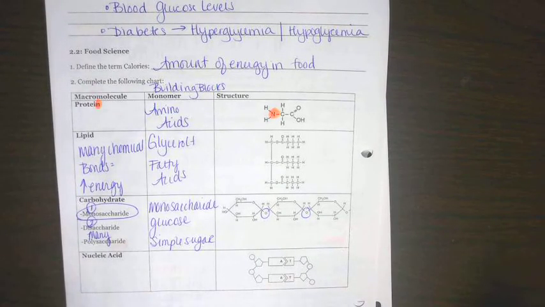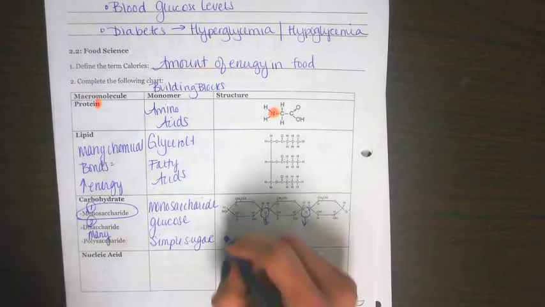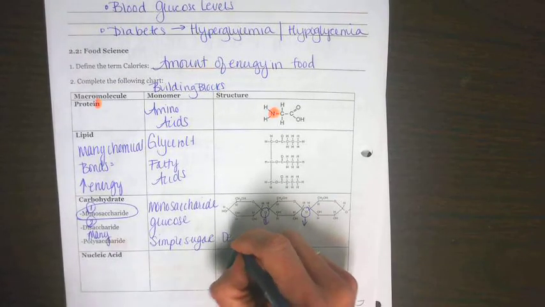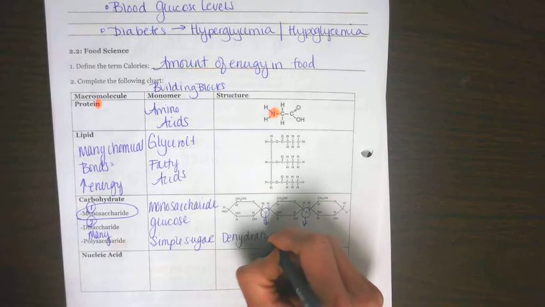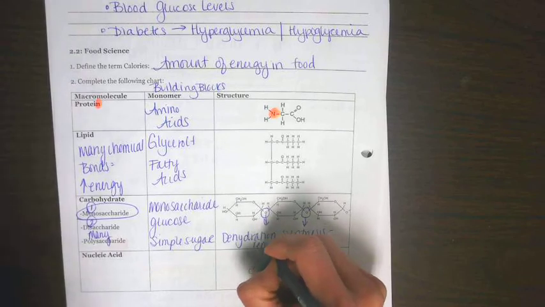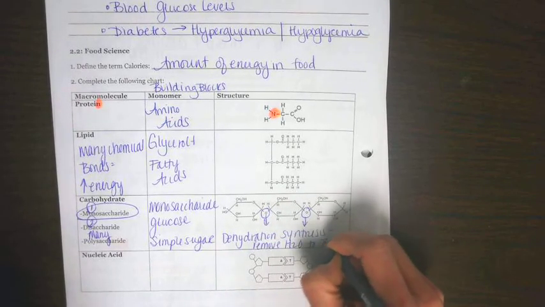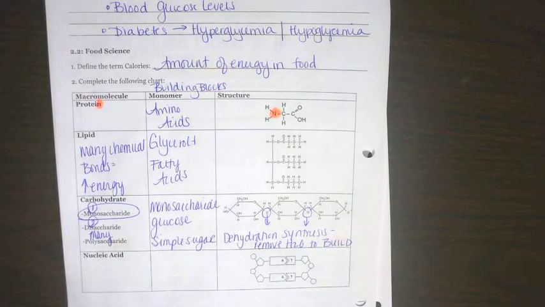When you're looking to identify these, note they have that ring structure. This one here would be a polysaccharide because it's made up of more than 2 sugar molecules. Note here it's attached by this oxygen. In order to make it, what had to happen? Synthesis or hydrolysis. They had to remove water.